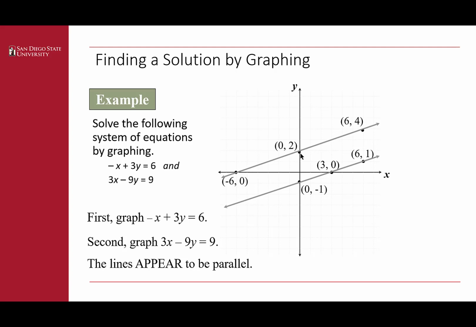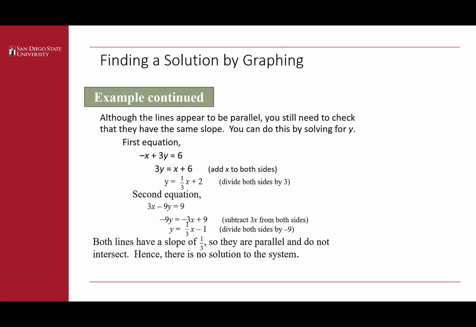So in these points, the difference on y values was 3. And here, when we are looking at these 2 points, the difference on y values is again 3. So this means that these 2 lines can never intersect at any given point. And this is the proof of the parallelism. Although the lines appear to be parallel, it is still required to check that they have the same slope.